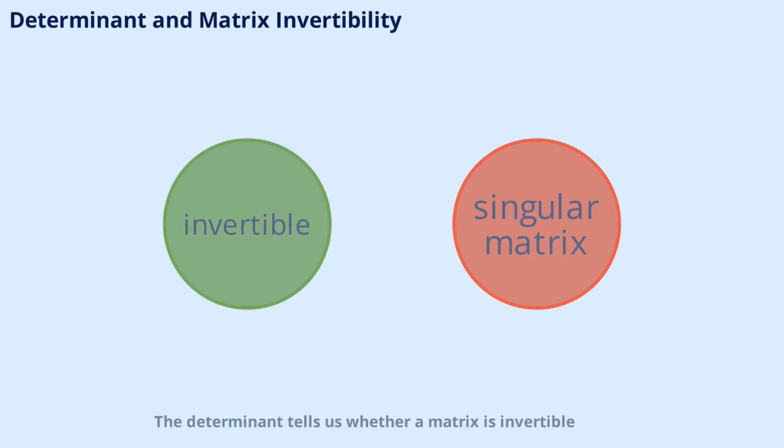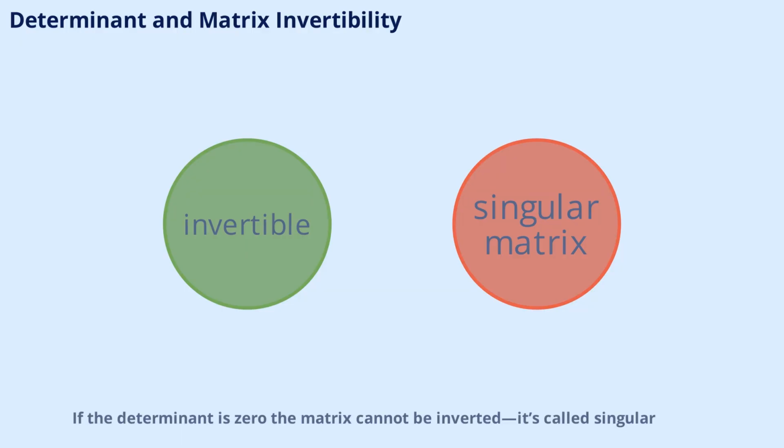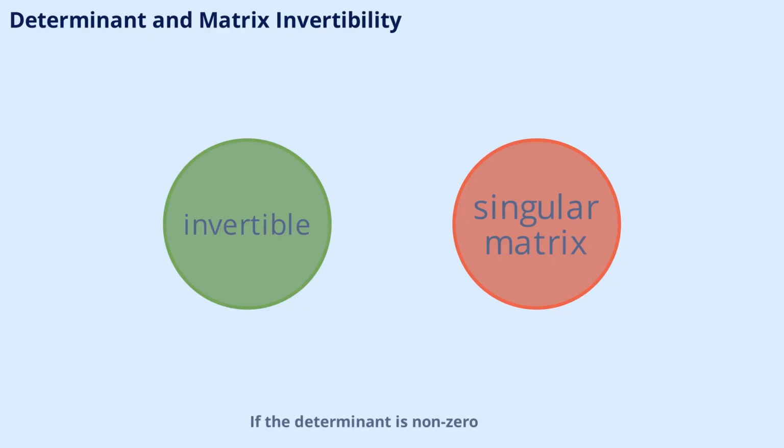The determinant tells us whether a matrix is invertible. If the determinant is 0, the matrix cannot be inverted. It's called singular. If the determinant is non-zero, the matrix is non-singular and its inverse exists. This distinction is crucial in linear algebra as it determines whether certain operations are possible.